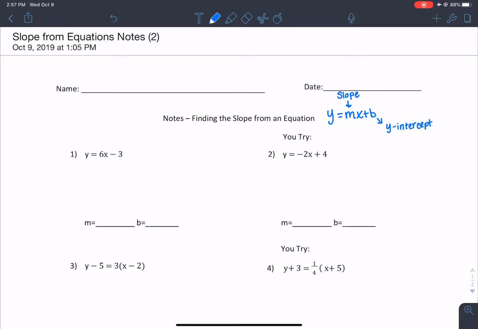Okay, so in the first equation here, we have y equals 6x minus 3. The number that is stuck in front of the x is 6, so that's our slope, and the number that's hanging out by itself is negative 3. That's our y-intercept. Not bad. You try number 2.